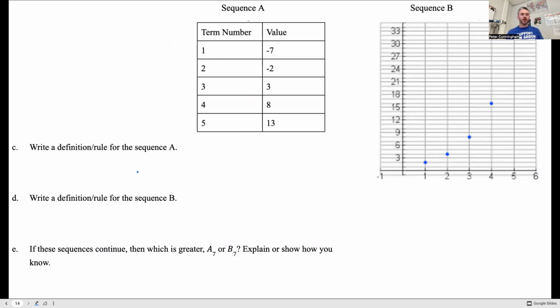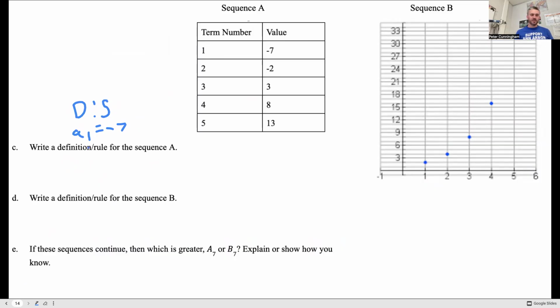All right, so can we write a rule for sequence A? Absolutely, we can. All right, so all we need to do, we just figured out our difference, right? Our difference is 5. And our first term is -7.